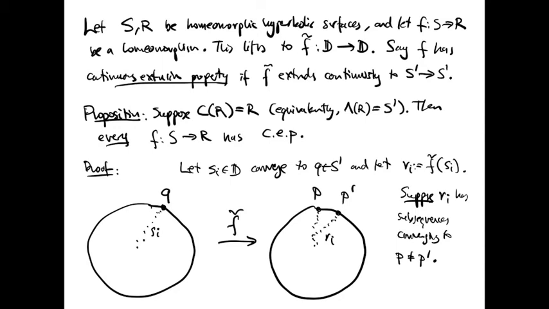Supposing we have a sequence of points S_i in the unit disk converging to some point Q in the circle. And let's let R_i be the images of the S_i under the map F twiddle. What we need to show is that the R_i converge to a unique point in the circle at infinity. Let's suppose to the contrary that the R_i have subsequences converging to two distinct points, P and P prime.